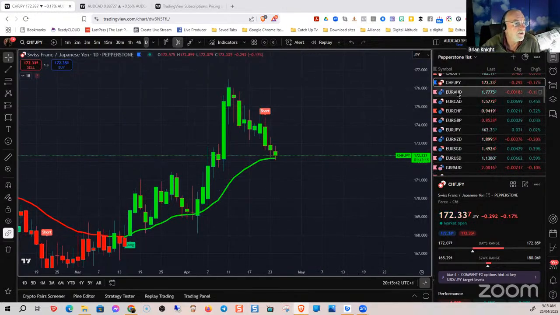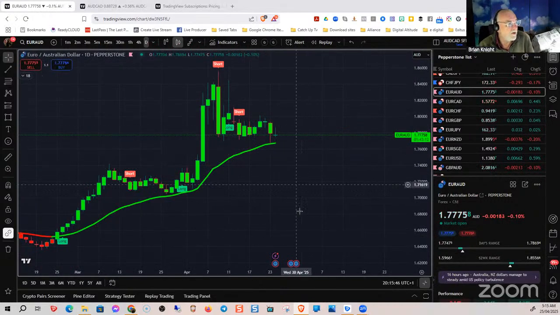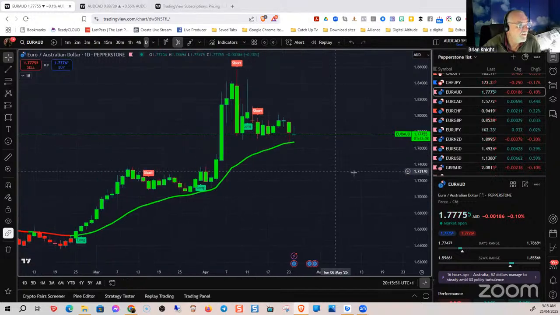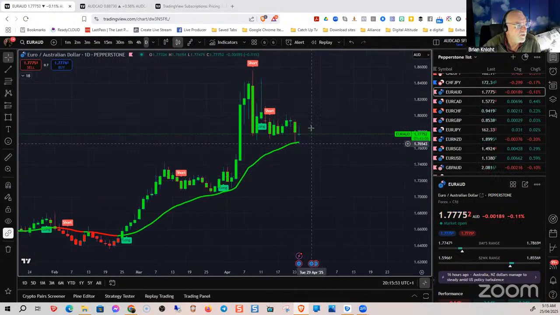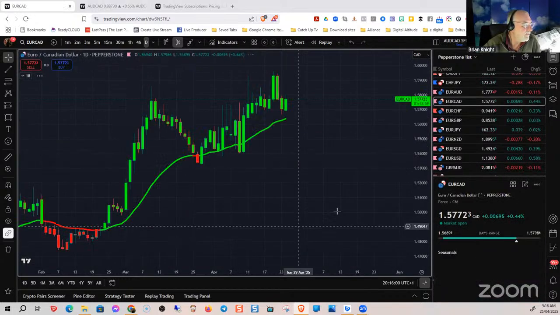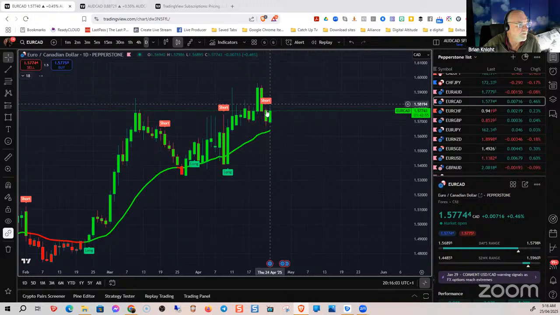Then in the Euro AUD, just going sideways at the moment. There is a short, but nothing's happened here at the trend bar yet. It's all just a sideways movement. Euro CAD. Now we have a short that's turned up, but then it's pushed back. So let's wait to see what happens at the trend line.